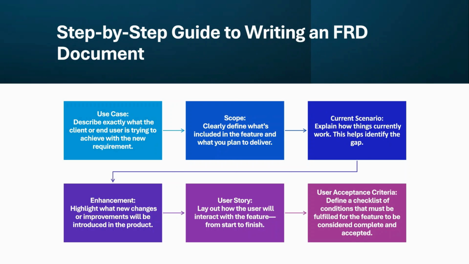After that comes the enhancement section, where we outline what new functionality or improvements will be added, whether it's extending existing functionality or introducing something entirely new. The next step is writing the user story. This is the most important step for a business analyst, which explains step by step how the user will navigate to the feature, use it, and exit or complete the action. Finally, we define the user acceptance criteria, a checklist of conditions that must be met for the feature to be considered complete and accepted by the stakeholders.